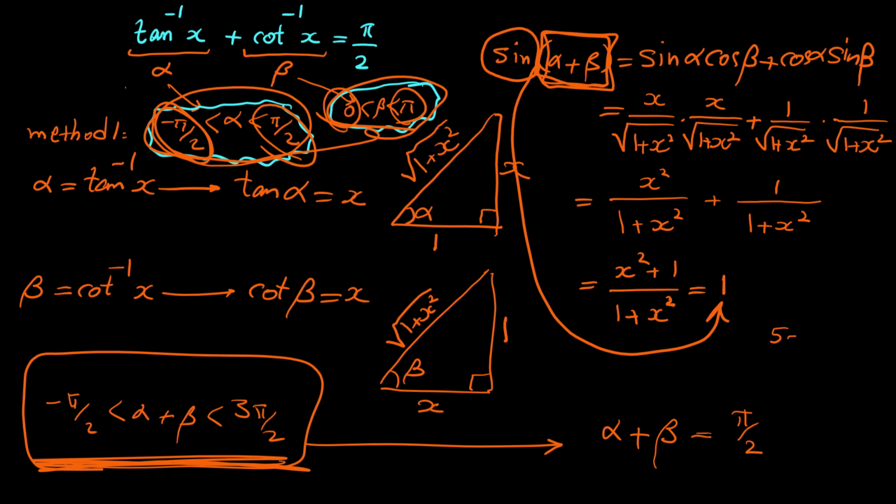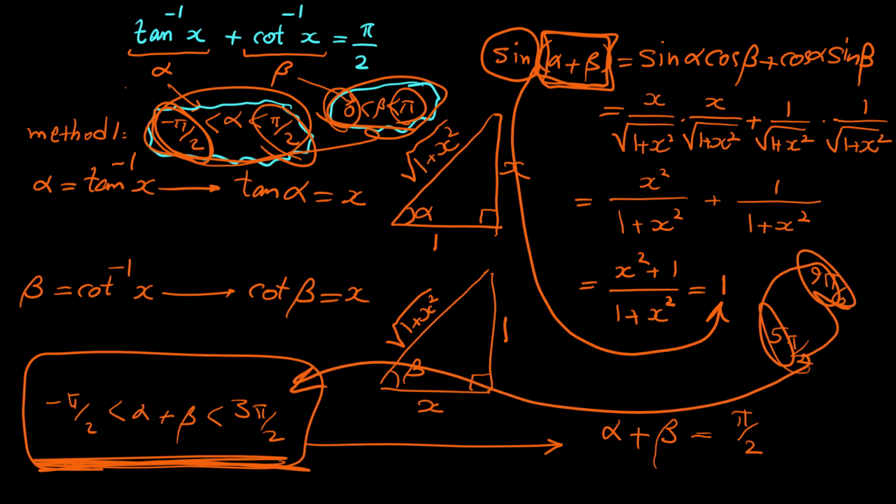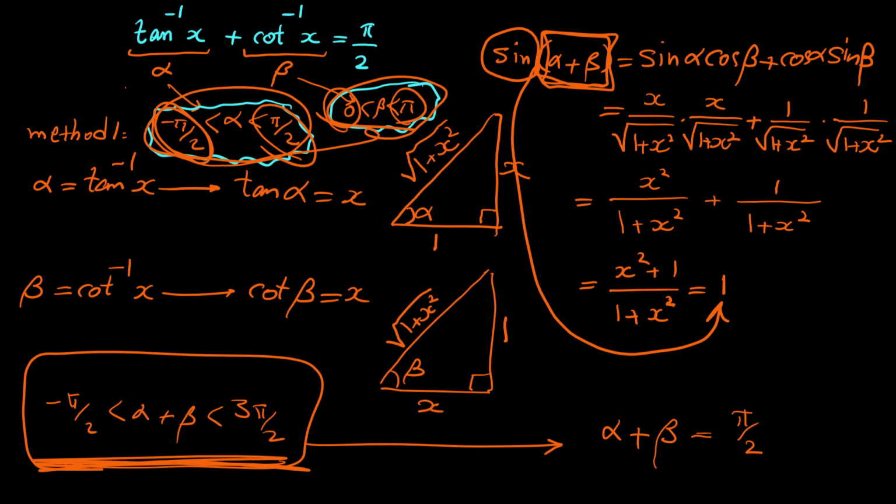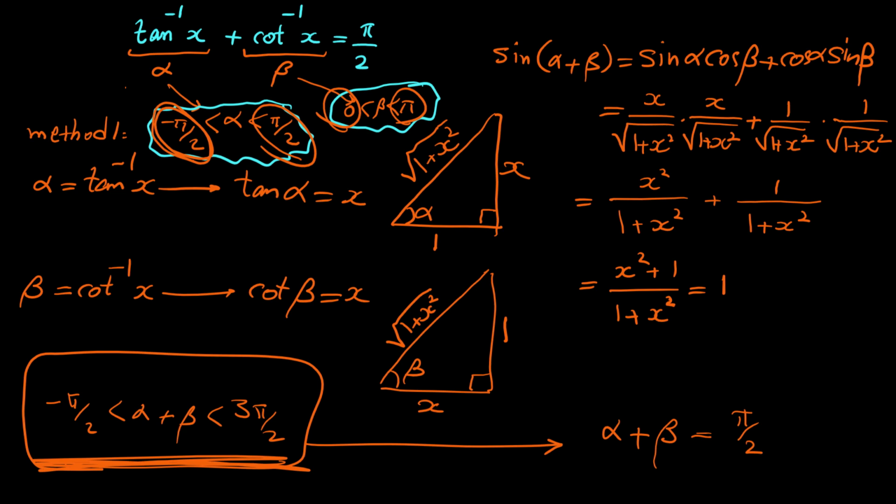Other angles like 5 pi over 2 or 9 pi over 2 or negative 3 pi over 2 are not in this region, so we reject them, because we know that the angle alpha is between negative pi over 2 and pi over 2. Angle beta is between 0 and pi, so their sum cannot be something like 5 pi over 2. The only possible value for alpha plus beta is pi over 2. And this completes our proof for this relation.